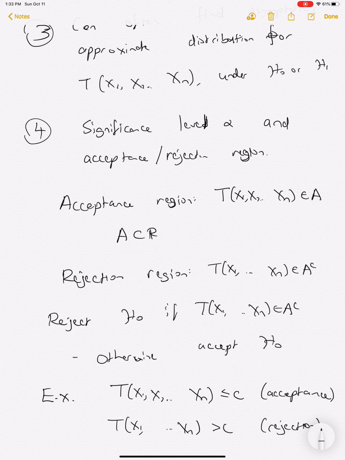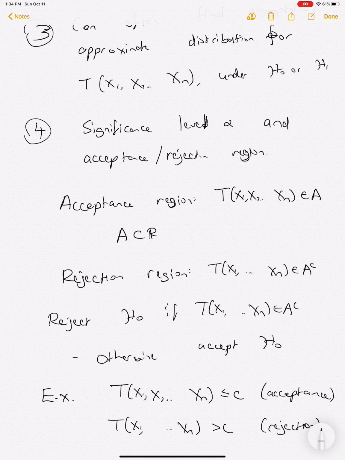The rejection region is the complement of that, so that's the opposite, all the points that are not in A. And we're going to reject H naught if the test statistic lies in A complement, or otherwise we'd accept H naught. And just remember again that accepting doesn't really mean that you're saying H naught is true. It's just saying that you don't have enough evidence to reject the null hypothesis.